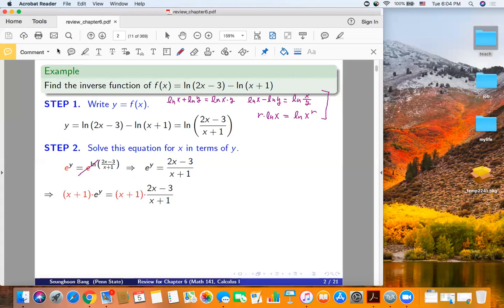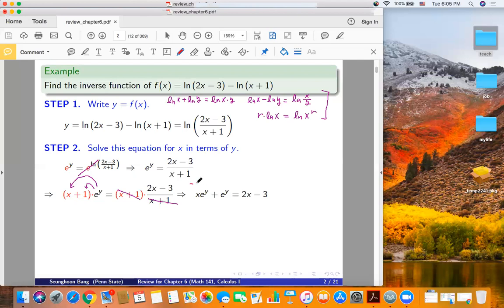The next, you have to distribute. You have to distribute e to the y to x and 1. Distribute. Next, x plus 1 is crossed out. So we have this one. So like this. The next, you have to isolate x terms on one side. We have 2x terms, x e to the y and 2x. So I want to move x e to the y to the other side.